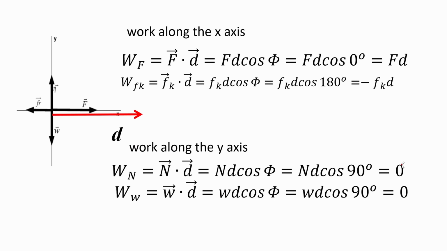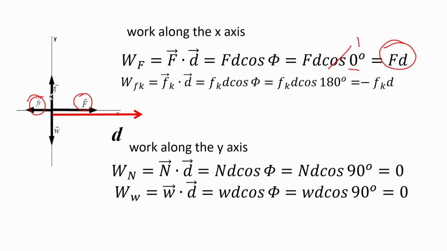So let's look at the individual forces and their contributions. First, the force F. So F dotted with D. The angle between the force and the displacement D is 0 degrees. So this gives you FD cosine of 0, which is 1. So that means the work done by the force is given by FD.